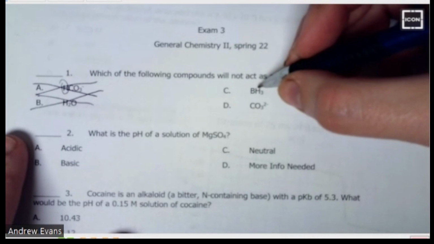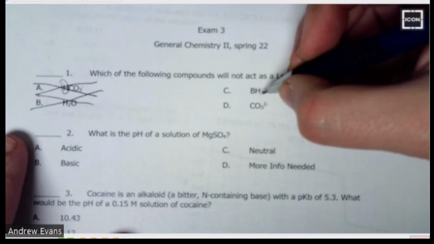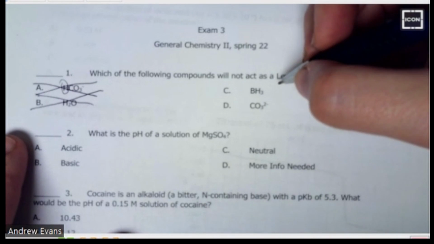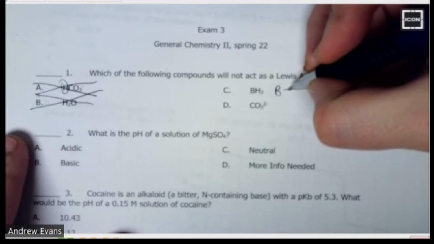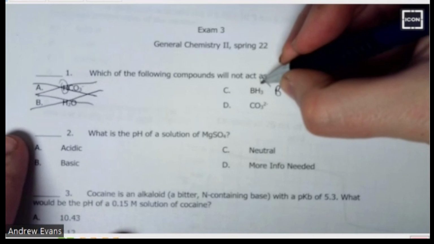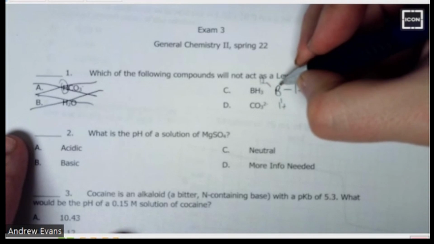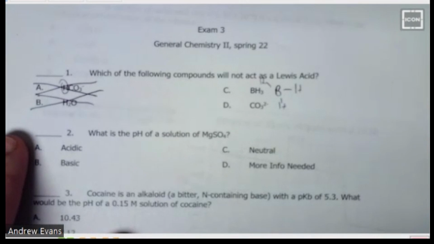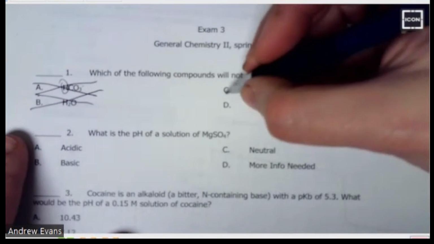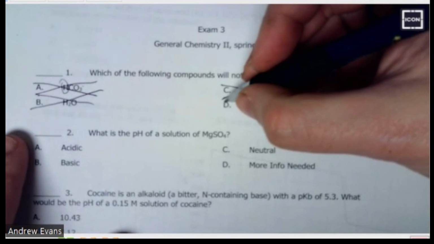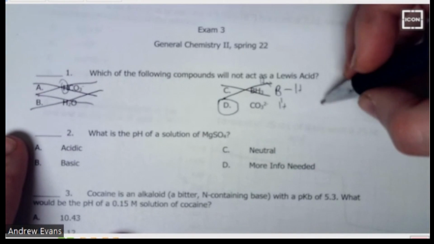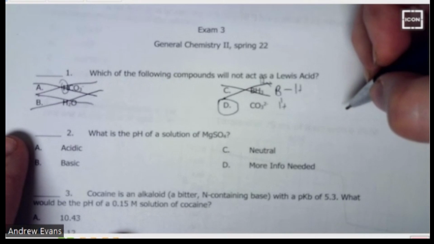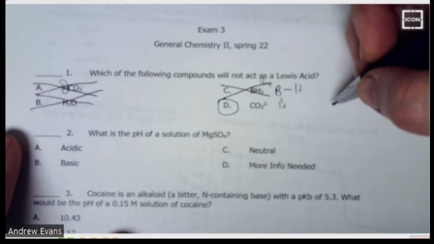This was the "will not act as a Lewis base" question from last year's test. BH3 is a Lewis acid because, if you think about it, boron has 6 electrons. It wants electrons, so it will act as a Lewis acid. The only thing that will not really is CO3 2-, because it's all electrons. It doesn't need electrons. It will act as a base, but not an acid.